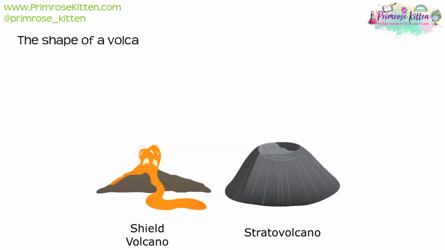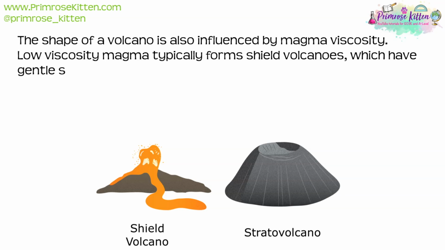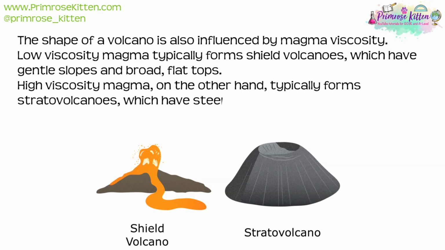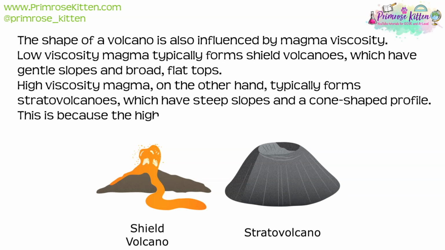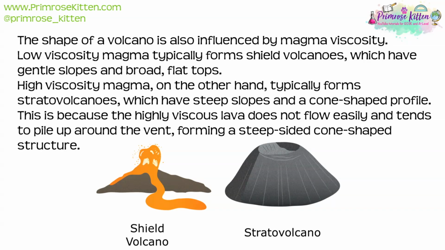The shape of a volcano is also influenced by magma viscosity. Low viscosity magma typically forms shield volcanoes, which have gentle slopes and broad flat tops. High viscosity magma, on the other hand, typically forms stratovolcanoes, which have steep slopes and a cone-shaped profile. This is because the highly viscous lava does not flow easily and tends to pile up around the vent, forming a steep-sided, cone-shaped structure.